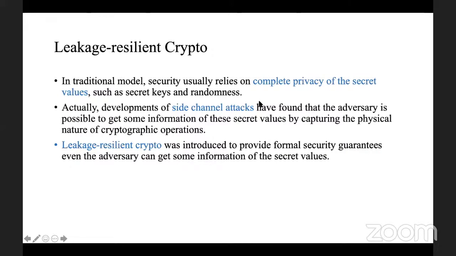Now let's move to leakage resilient crypto. In the traditional model, security usually relies on complete privacy of the secret key values, such as secret keys and randomness. Actually, with the development of side channel attacks, it has been found that it's possible for the adversary to get some information of the secret key values by capturing the physical nature of cryptographic operations. So leakage resilient crypto was introduced to provide formal security guarantees, even if the adversary can get some information of the secret values.